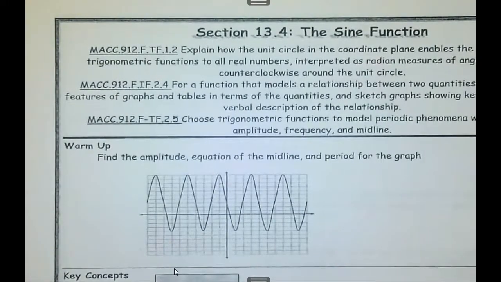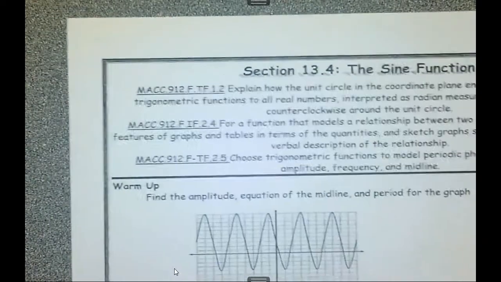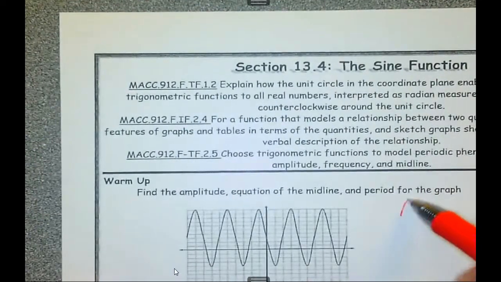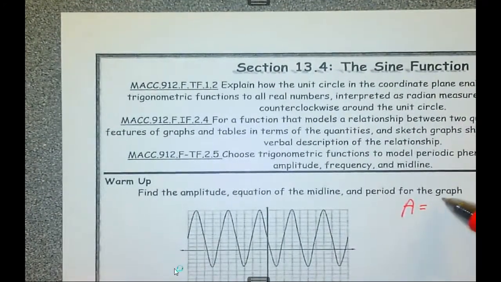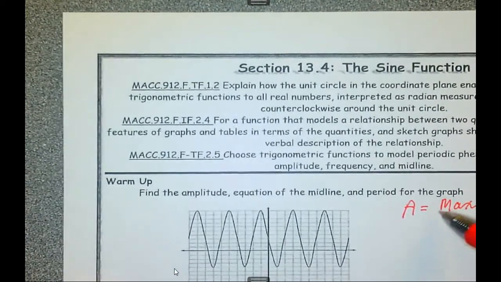Okay, 13.4, sine function. We did the amplitude, right? What's the formula for amplitude? That's right. It's the max minus the min divided by 2.